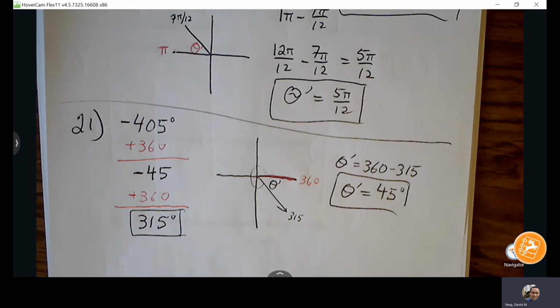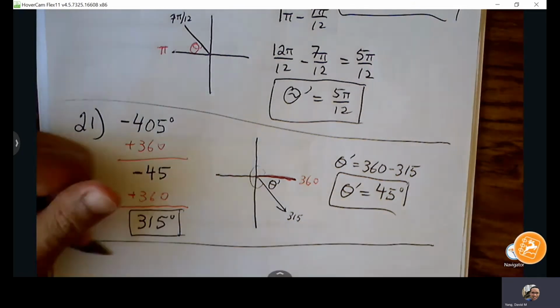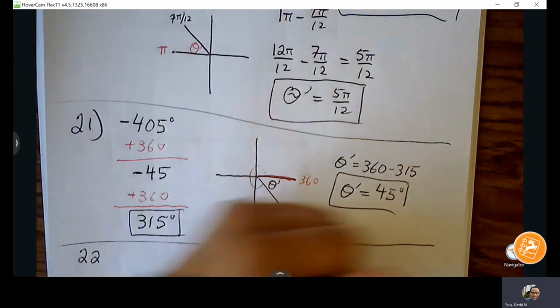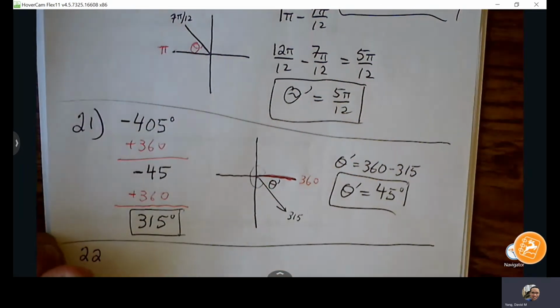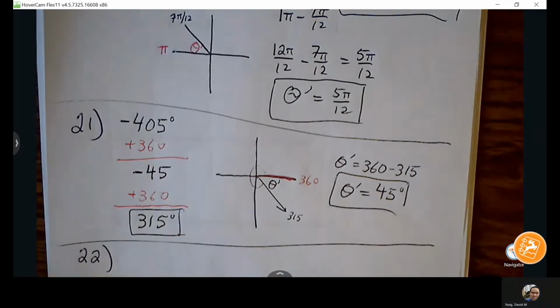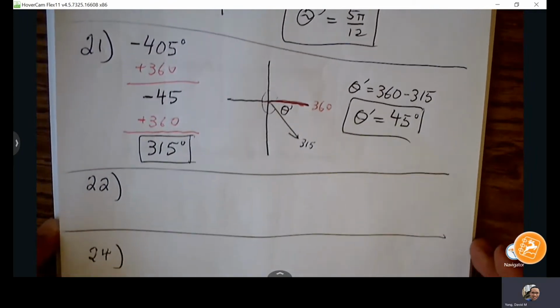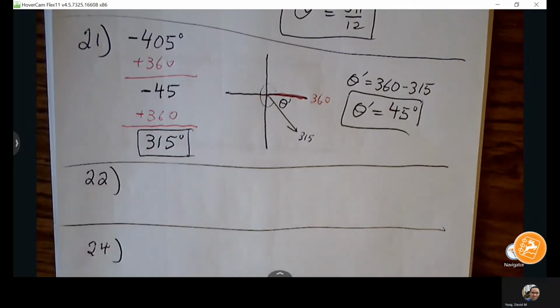Okay, questions? Okay, let's do 2 more from this page. You're essentially doing your homework problem here, but let's do 22 and 24. I just want to see if we can get more comfortable with all the steps that are involved. So 22 and 24, try those 2.